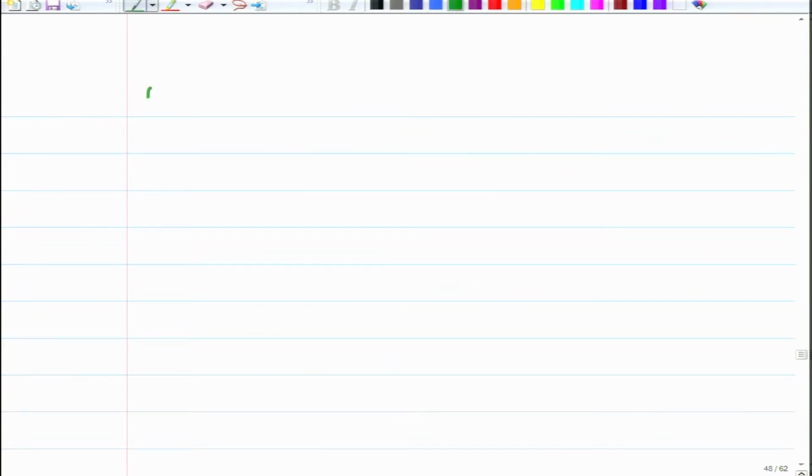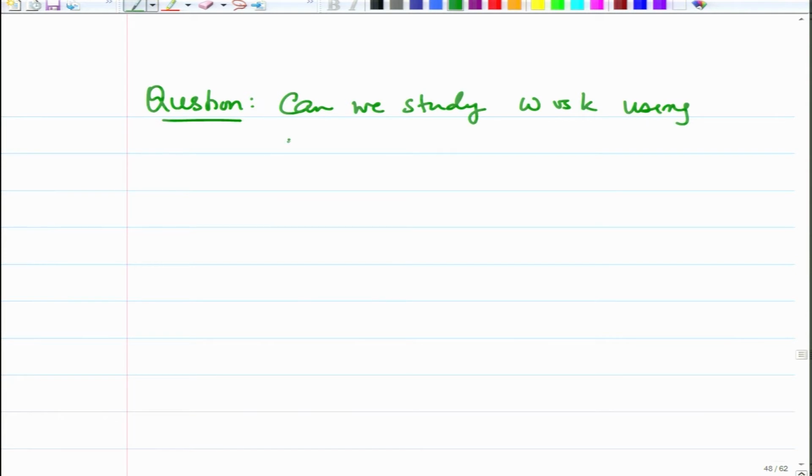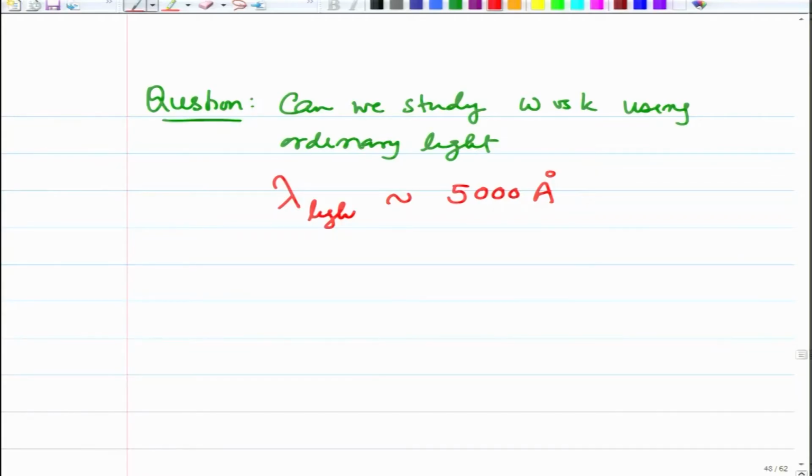So, question 1, can we study omega versus K using ordinary light? And the answer is no, because lambda of light is of the order of 5000 angstrom, and that is 5000 spacings of the crystal. So, obviously, I cannot actually think of very large momentum that is being transferred. The corresponding momentum for this light would be very small.